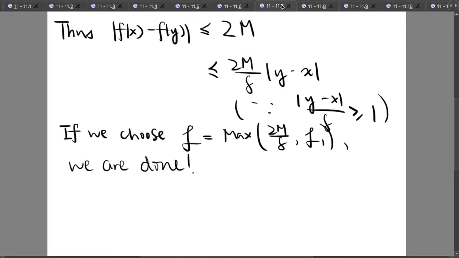So this is the end of the video about Lipschitz continuity, and in the next video I'm going to talk about how Lipschitz continuity is related to the convergence of Fourier series to the function itself.